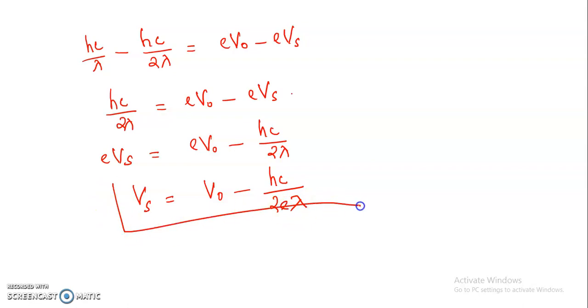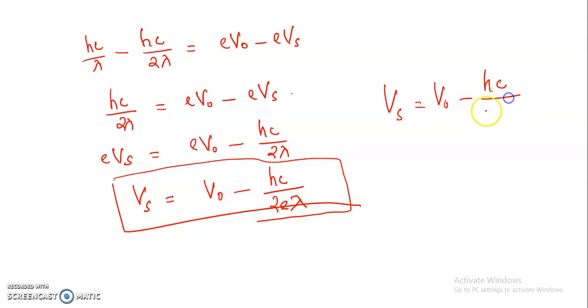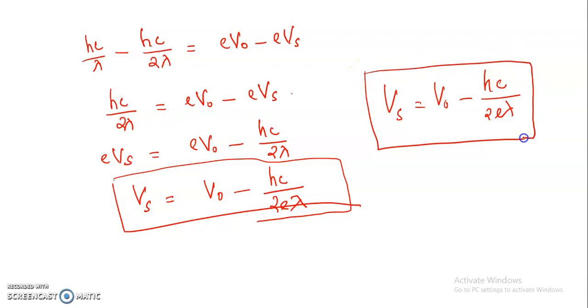So this is the expression for the stopping potential: Vs equal to V0 minus hc by 2 E lambda. This is the expression for the new stopping potential, that is, when the wavelength is twice that of the initial case.